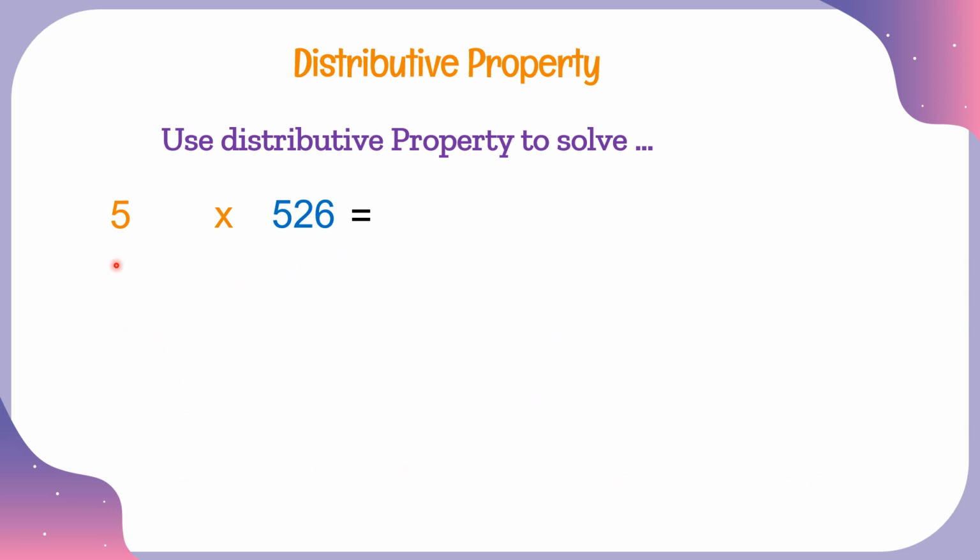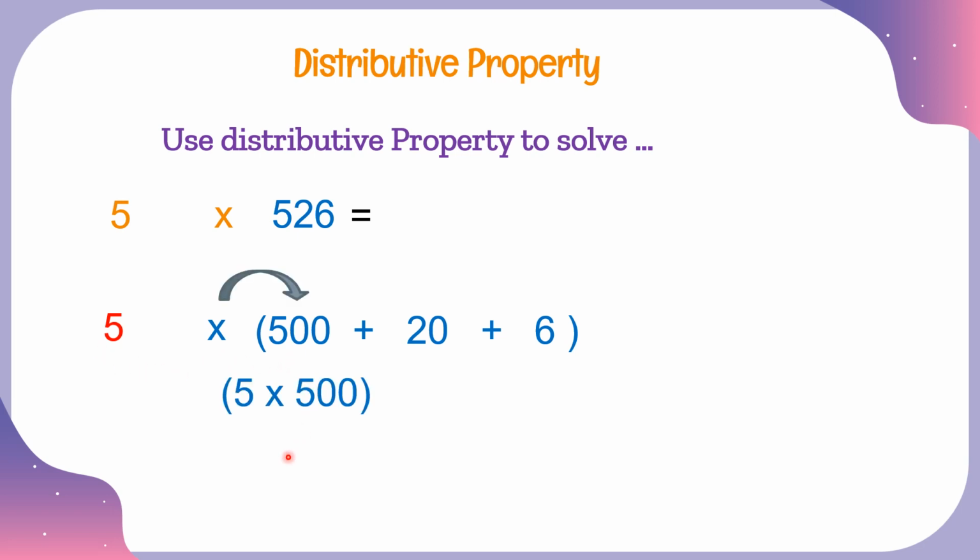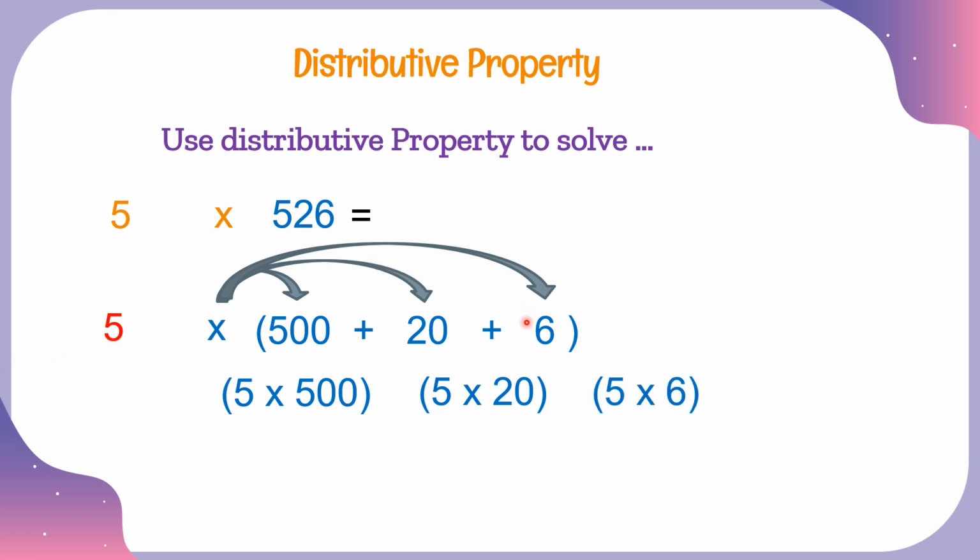A last example, 5 times 526. I know the timetable of 5. I will keep it as it is and I will break 526 according to its expanded form to be 500 plus 20 plus 6. Now let's distribute multiplication. 5 times 500, 5 times 20, and 5 times 6.